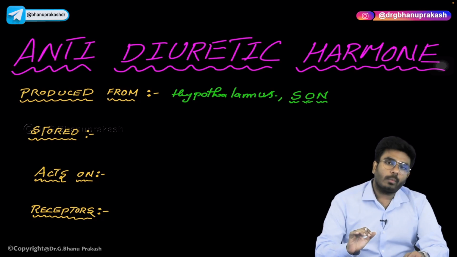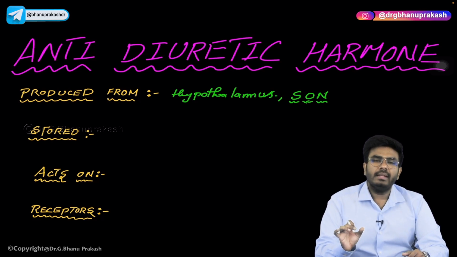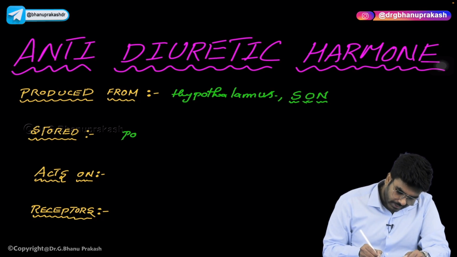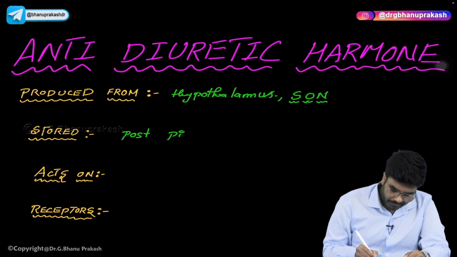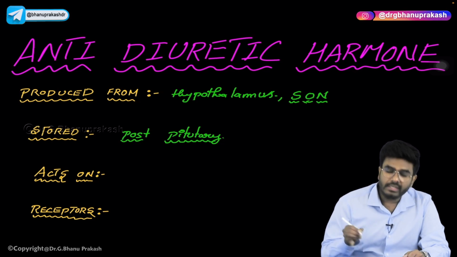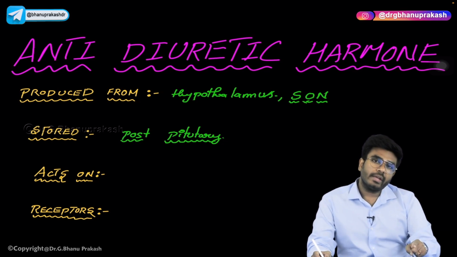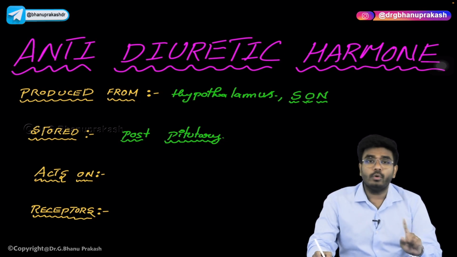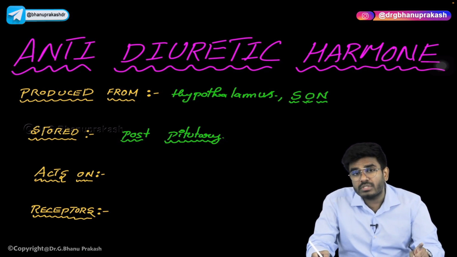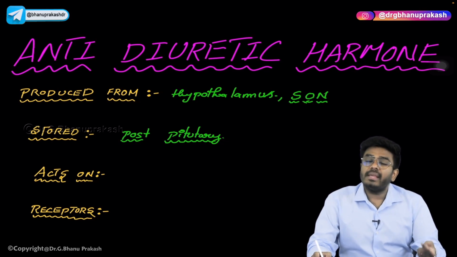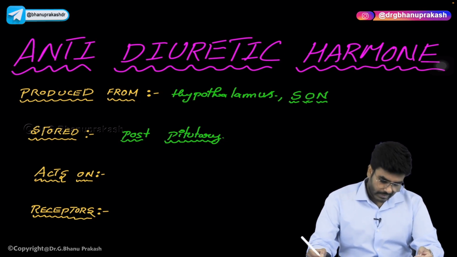Now, this antidiuretic hormone is stored in one place. Where is it getting stored? It is stored in the posterior pituitary. Guys, don't get confused. Most of the students will think antidiuretic hormone is produced from the posterior pituitary. No, antidiuretic hormone is stored in the posterior pituitary but produced in the hypothalamus by the supraoptic nucleus.